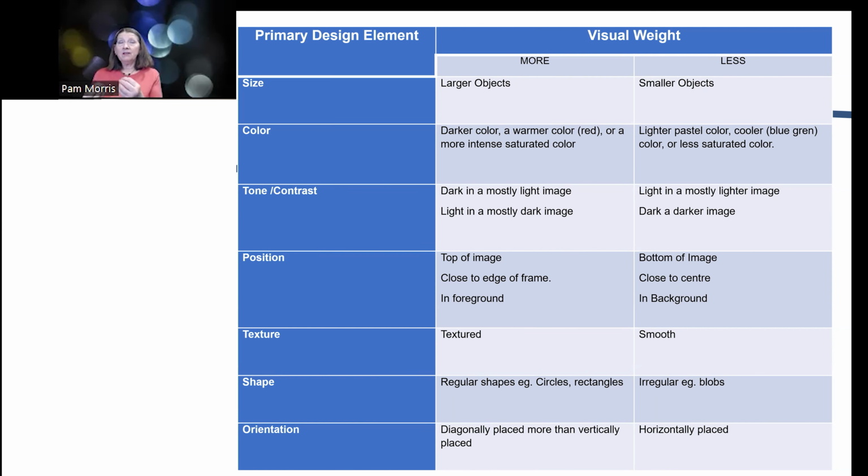If something is textured versus smooth, it has more visual weight. Regular shapes and objects, and we've explored this when we were talking about composition, try to incorporate shapes into your images because they have great visual weight and they attract the viewer's attention. They're a lot more attractive than an amorphous sort of blob in the background. And also the orientation, and we looked at before how if we put something on a diagonal, it has more visual weight than if something is horizontal.